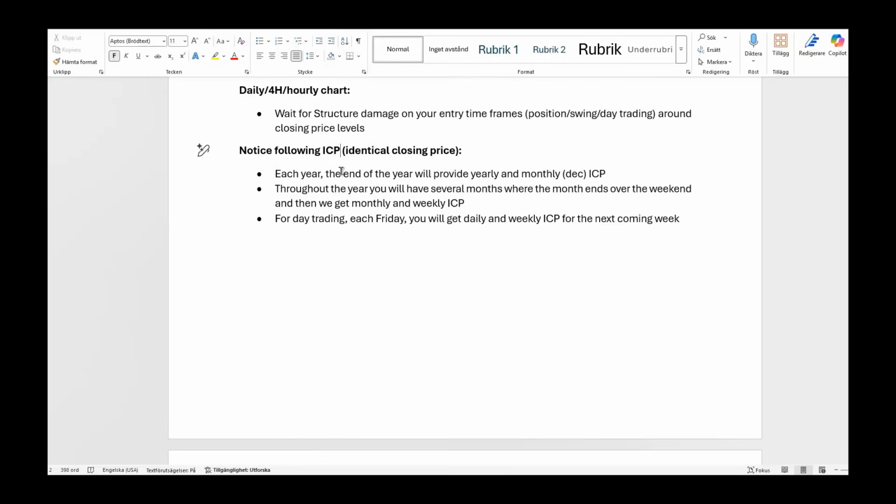Whenever you see ICP, that means identical closing price. It could be identical yearly to monthly, or monthly to weekly, or weekly to daily, depending which trading style you use. So each year, the closing price of the year is always by default the month of December, a monthly closing price as well. So you have the yearly and you have the monthly. Let me show you what I mean.